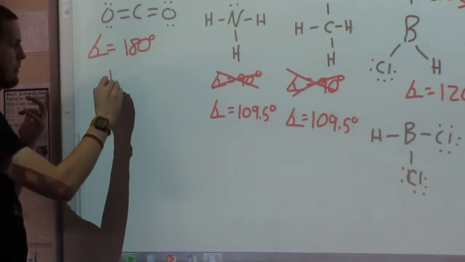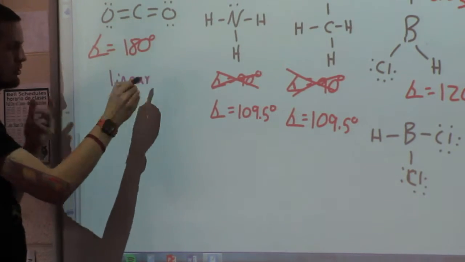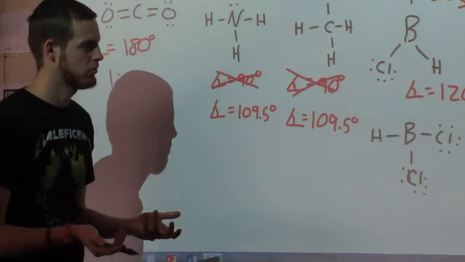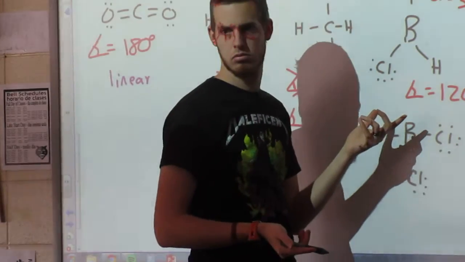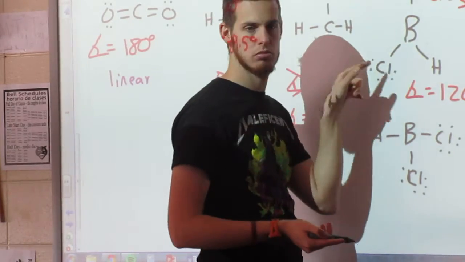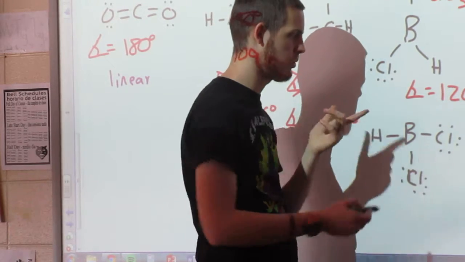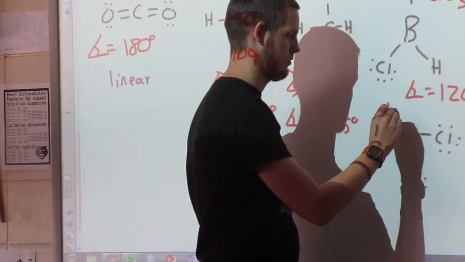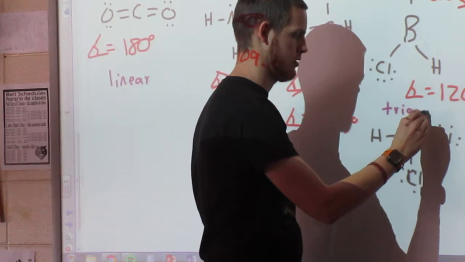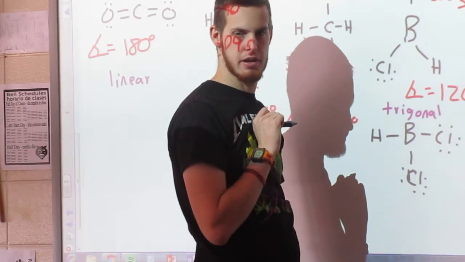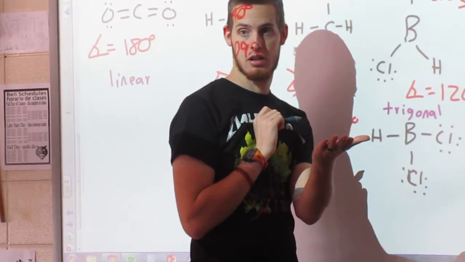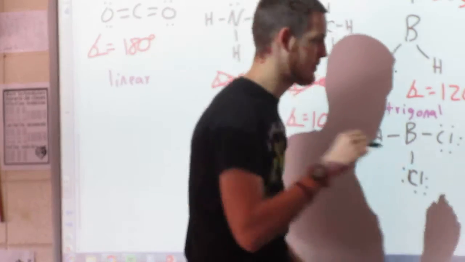linear. Excellent. It looks like a line. This guy kind of has a triangle, but we know it's flat. So we'll call this one trigonal what? Not pyramid. It's flat. Trigonal planar. Planar. Yeah, you were right the first time.